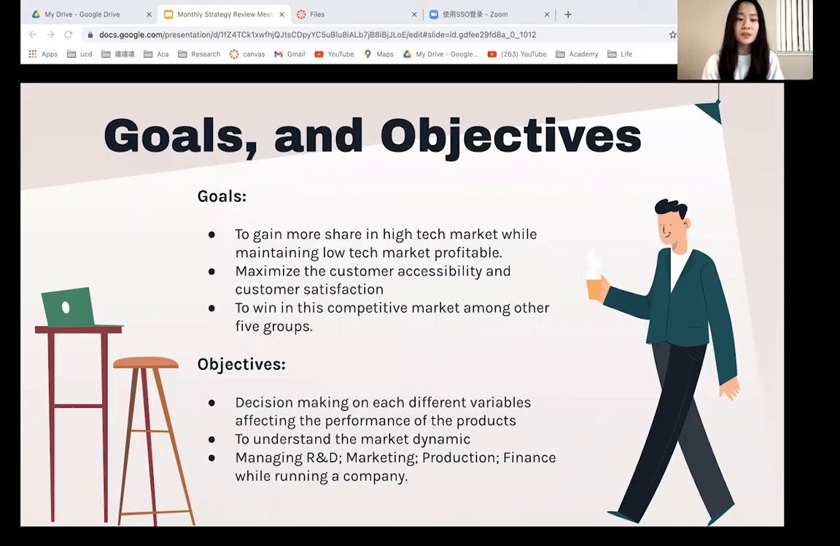And for the objectives, our first objective is the decision-making on each different variable affecting the performance of the products, so that we can align with the strategy of niche differentiator. Second, we want to understand the market dynamics so that we can track competitors and industry performance actively. Third, we want to manage R&D cycle, marketing, and production to meet customer expectations, and also manage the finance to ensure the profit.